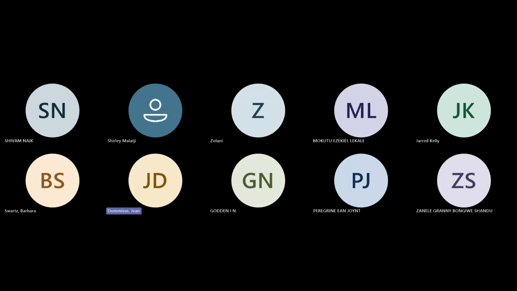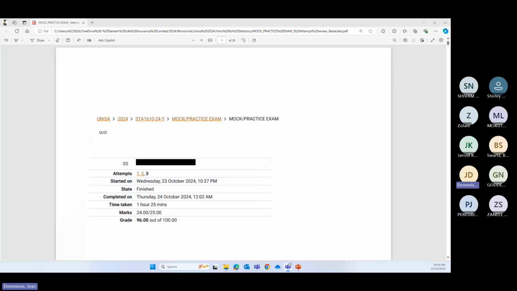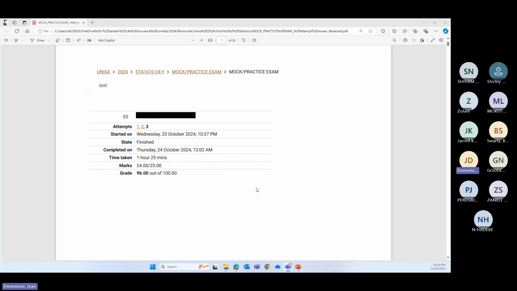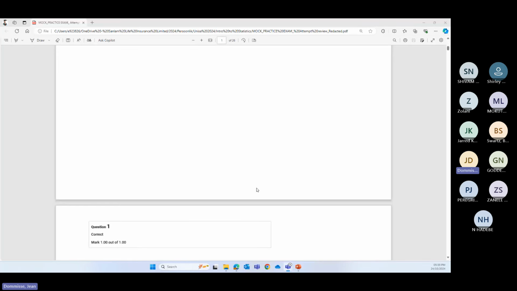Questions afterwards as well, if there's any specific questions that we still need to sort out about the exam, we can look at that. Okay, so let's go into the mock exam and just look at certain of the questions.